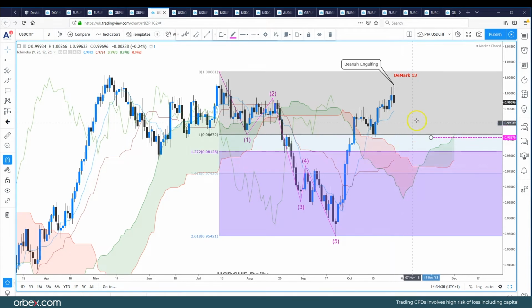We could then see a bounce and a period of consolidation as perhaps we form a topping formation, a head and shoulders, but at the moment our focus here is around about 98.60.